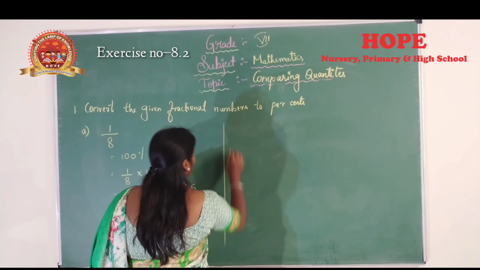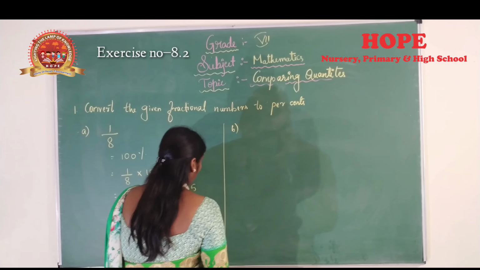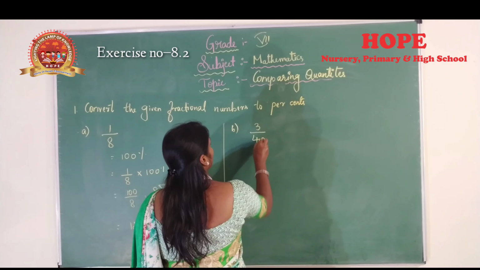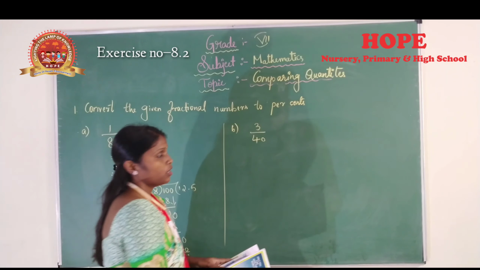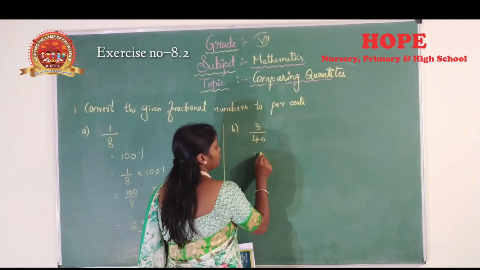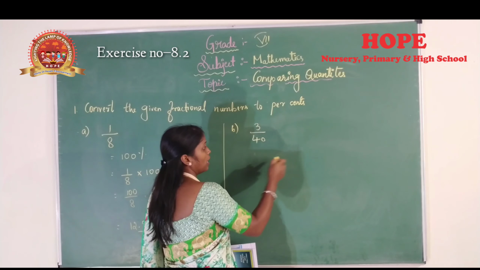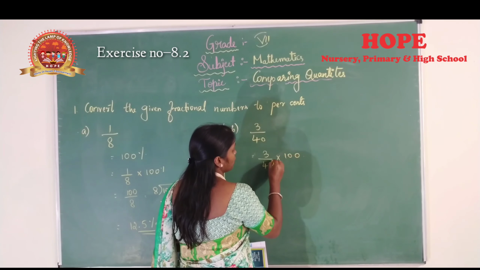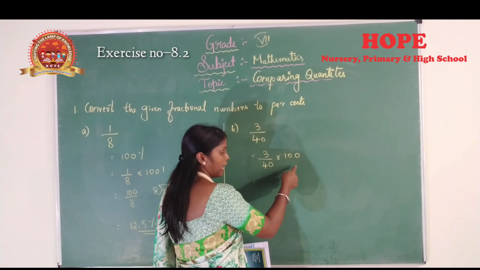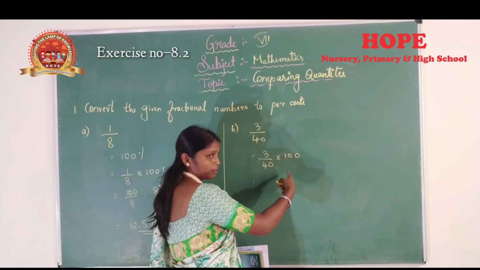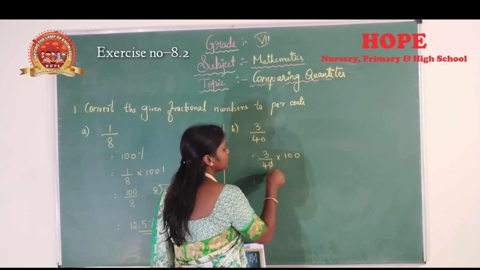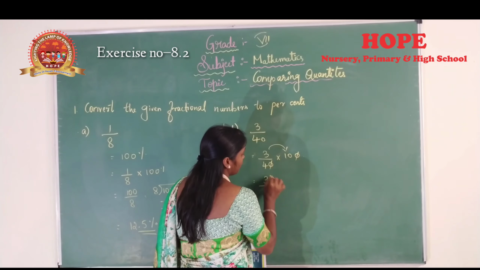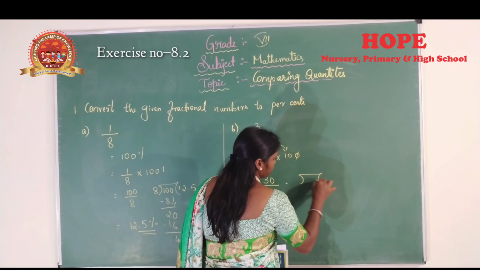In this I am going to solve another example problem like 3 by 40. We have to convert this into percent. For this also we have to multiply the given fraction by 100, like 3 by 40 into 100. Here we can multiply and later divide it by 40. If not, we will cancel 0 here and 0 here. So we have to multiply 3 into 10. 3 into 10 is 30, divided by 4. So do the division.